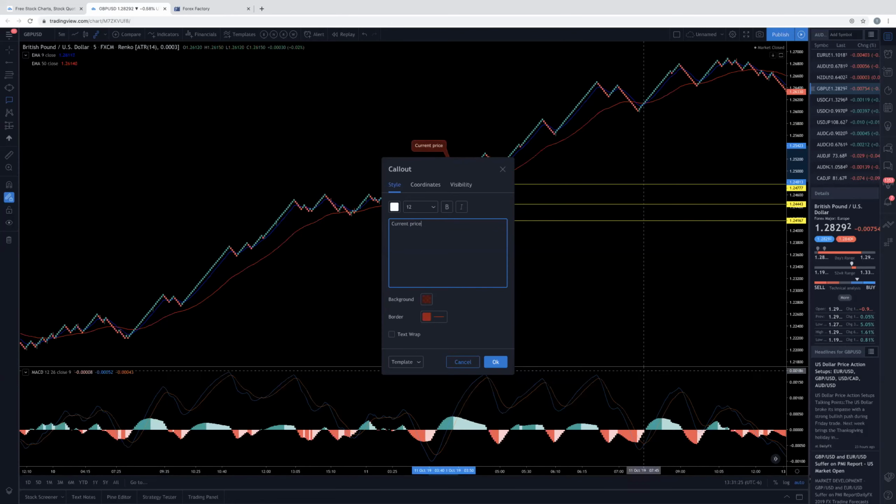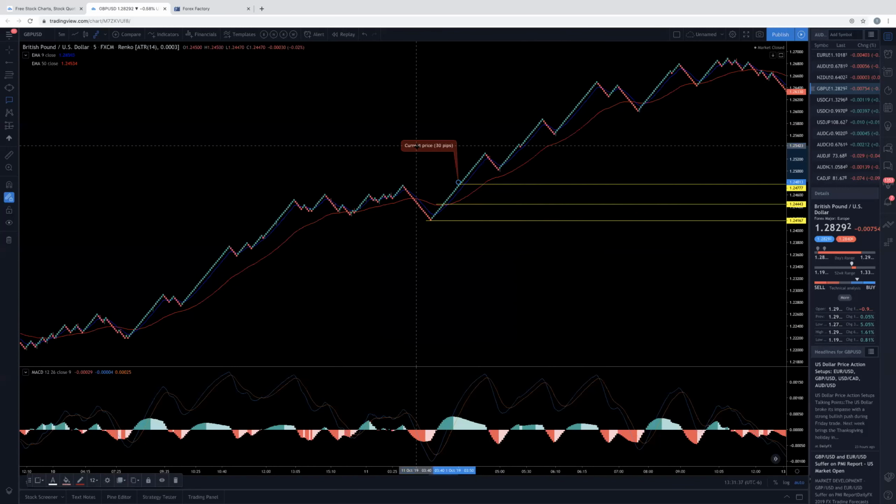Current price. Does that make sense? Yes. Now we're just going to say 30 pips. So somebody says, move your stop loss up, 30 pips in profit. You know this is where you're at, correct? All right. Move your stop loss up.